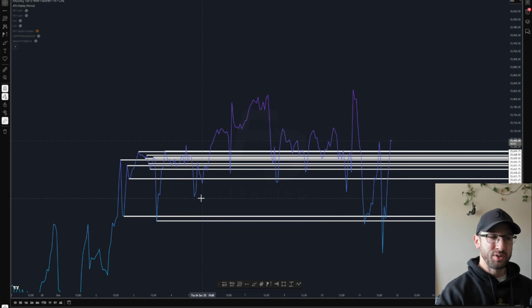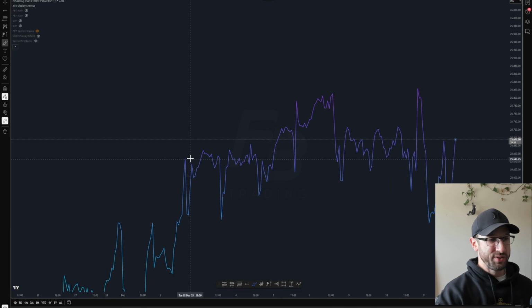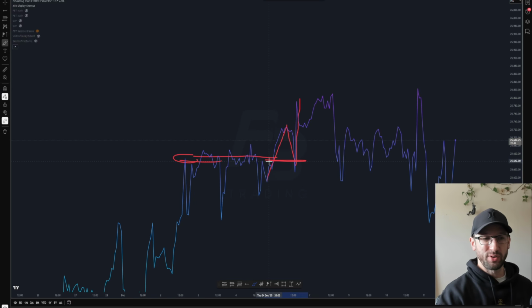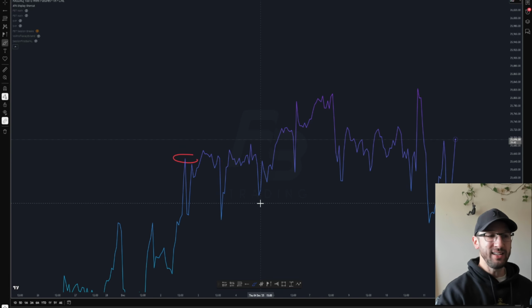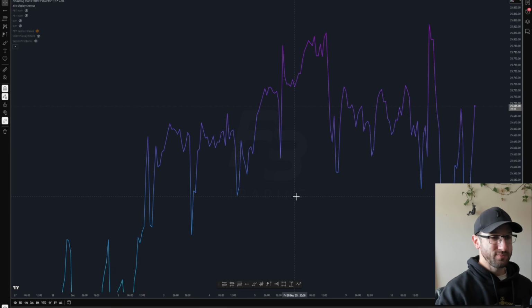So what you want to do is mark out areas. I want to see, hey, this level here is holding price. It's holding price. And then all of a sudden you see it break through. So now this area becomes support. It holds it. It's not a perfect line. That's the key in trading support and resistance. You want to find the area.